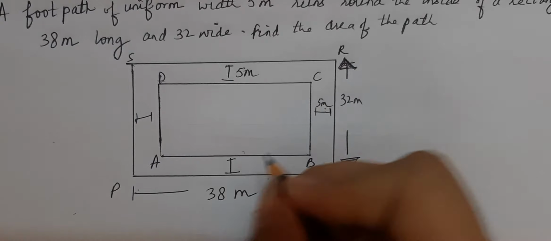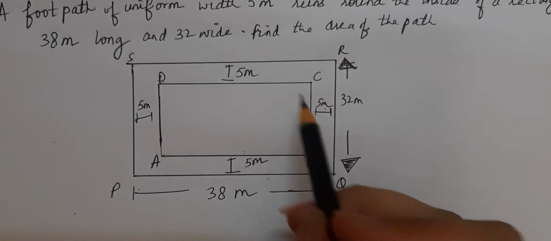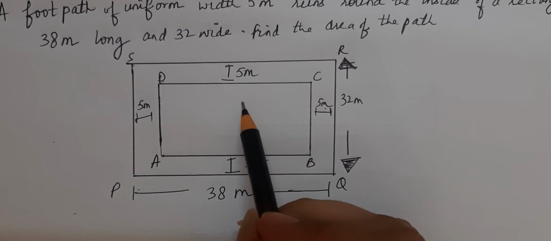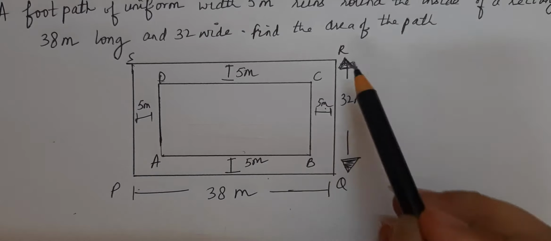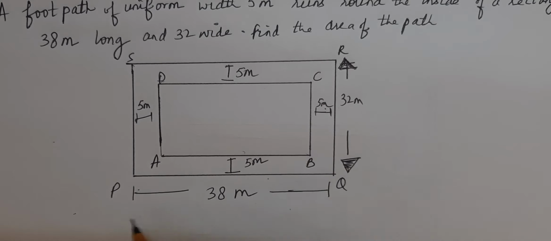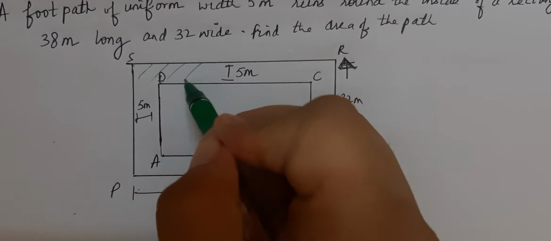So it is also 5 meter, this is also 5 meter, and this is also 5 meter. It runs around inside a rectangular park which is 38 meter long and 32 meter wide. Means the outside dimensions are given to me, 32 meter and 38 meter. Now it wants the area of the path. So path means this portion, this one.